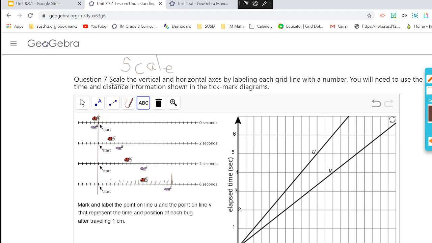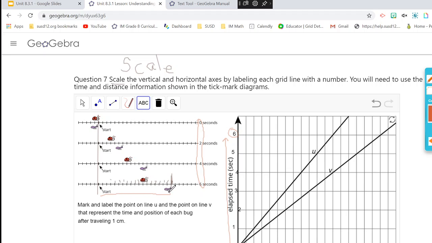Okay, question 7 was scale the vertical and horizontal axes by labeling each grid line with a number. We did it. You will need to use the time and distance information shown in the tick mark diagrams. Yes, we did that. Let me just review how I did that. I looked at the information for seconds. We went from 0 to 6 seconds. So I made sure that my vertical axis goes from 0 all the way up to 6 seconds. And the distance, remember I counted at the very beginning? It started at 0 centimeters, and the maximum distance shown is 18 centimeters. So I made sure that my horizontal axis goes from 0 centimeters all the way up to 18 centimeters.